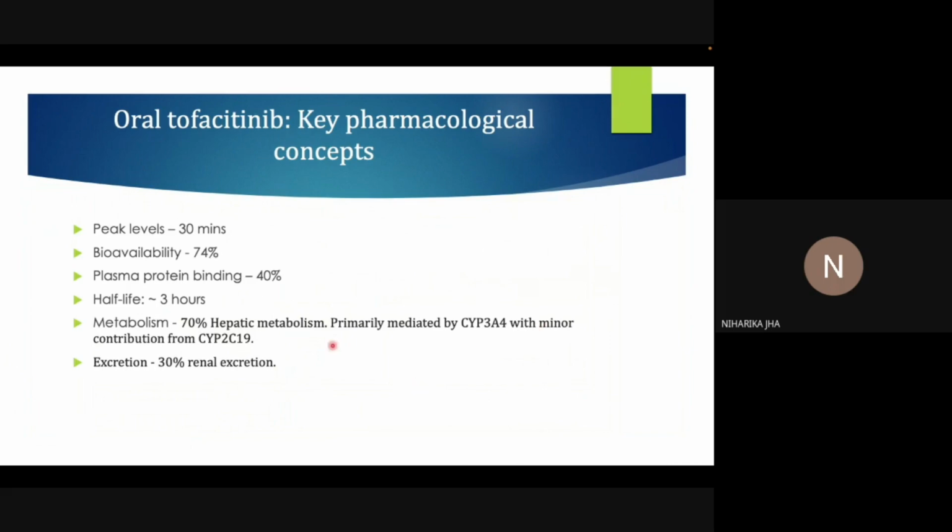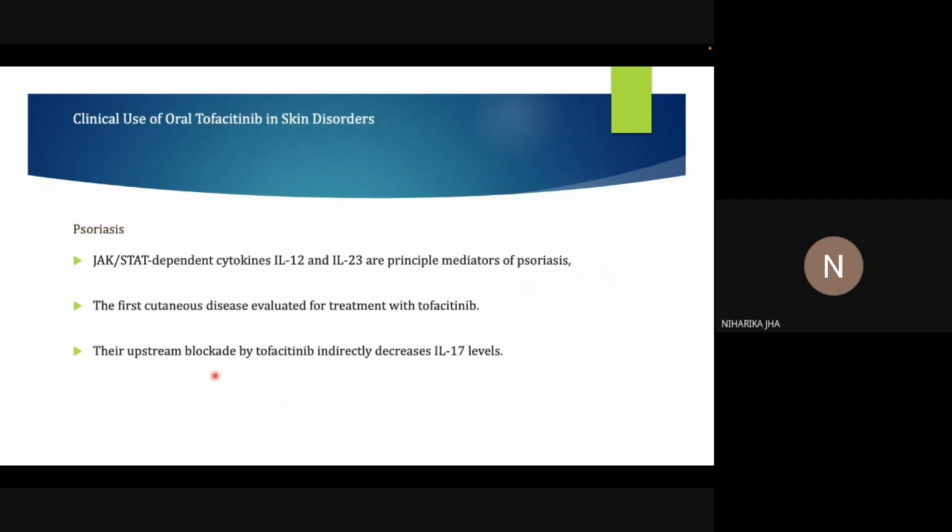Now we need to remember these two names. Why? Because when we study drug interactions with tofacitinib, you will come to know why it is important to know how the metabolism is mediated. Excretion is about 30%, renal excretion.